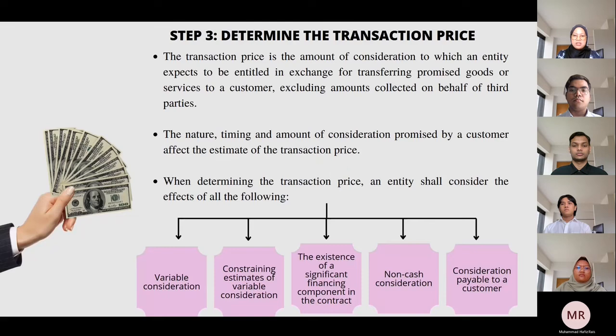When determining the transaction price, an entity shall consider the effect of all the following. First, variable consideration. Second, constraining estimates of variable consideration. Third, the existence of a significant financing component in the contract. And fourth, non-cash consideration. And the last one is consideration payable to customers. Next.